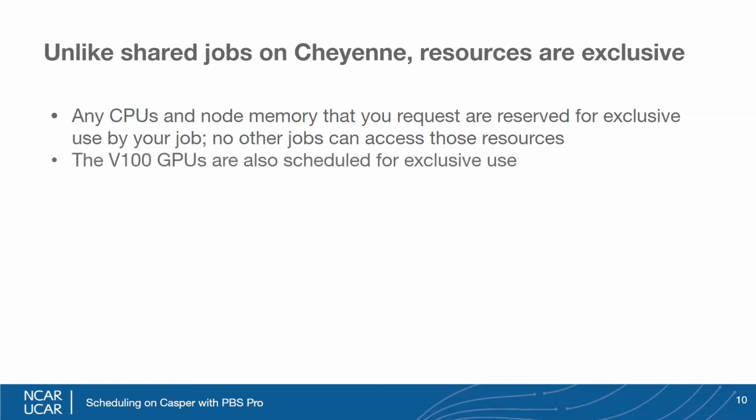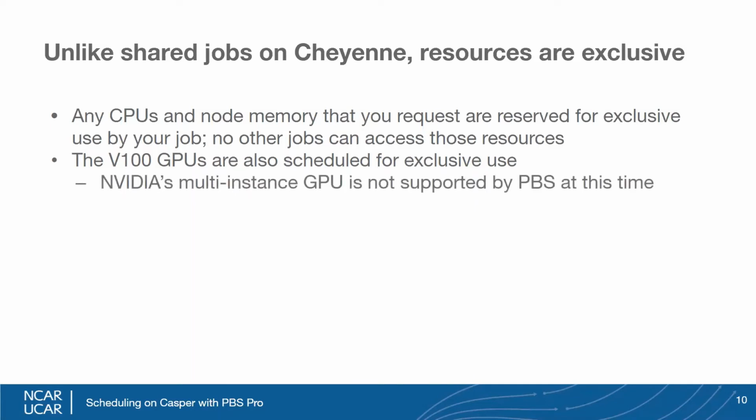Similarly, the V100 GPUs are also scheduled for exclusive use. So if I ask for 4 of those, then I have exclusive use of 4 of those GPUs. Just one thing to note, NVIDIA has this multi-instance GPU capability. That's not currently supported by PBS at this time, although they are working on it. The MIG mode allows a V100 to be partitioned into multiple GPU instances and have multiple users in cordoned off areas of the GPU with guarantees of X percentage of the GPU's resources. So that's a nice capability, but it's not in place yet.